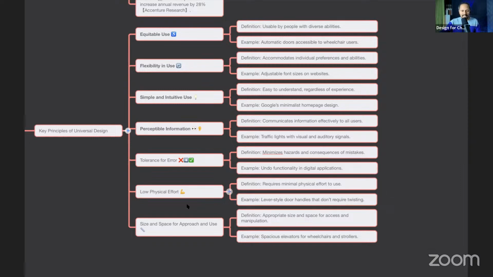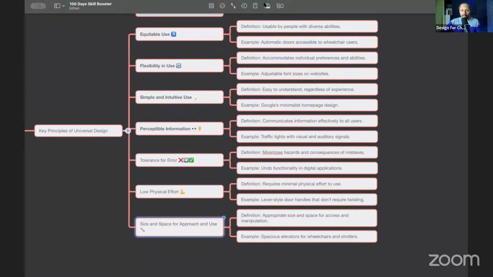Okay, and size and approach. Size and space for approach and use. Appropriate size and space for access and manipulation. Spacious elevators for wheelchairs and strollers. See, there is something called anthropometric dimension. How many of you don't know about this anthropometry? Okay, we'll talk about it separately another day. But anthropometry is a set of dimensions which can be used for all people. Let's say there is a dimension for bathrooms and toilets for disabled people.